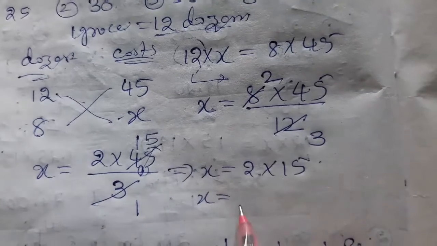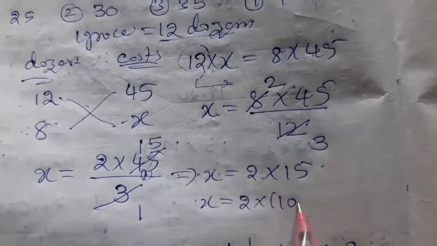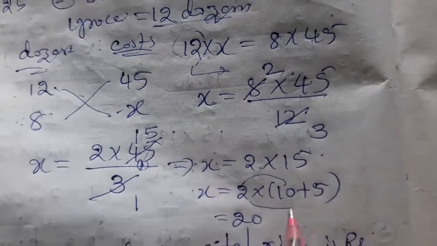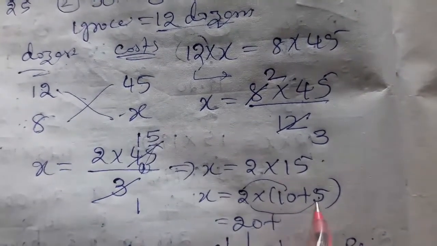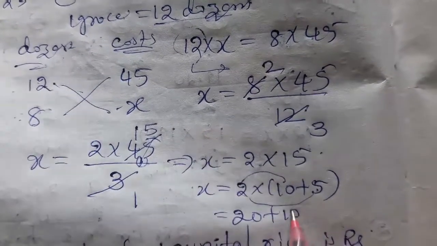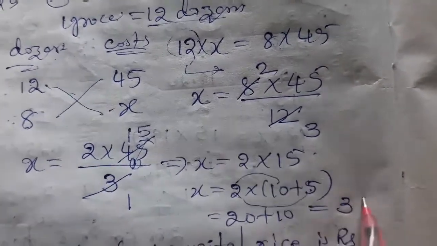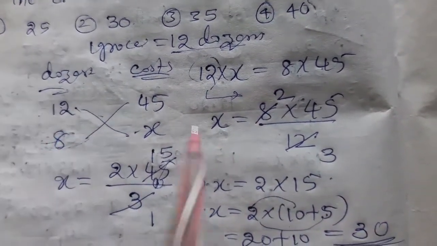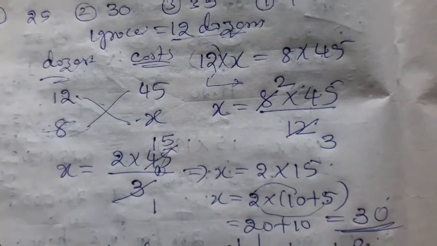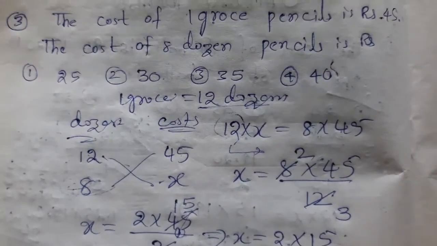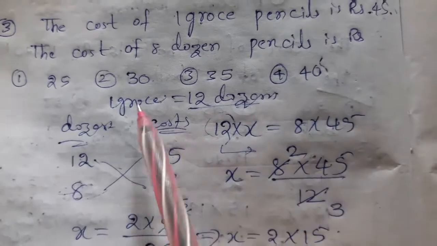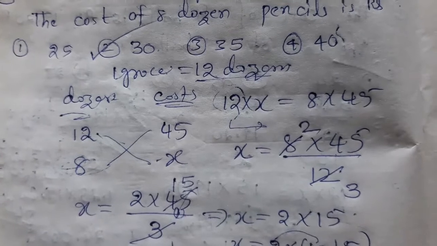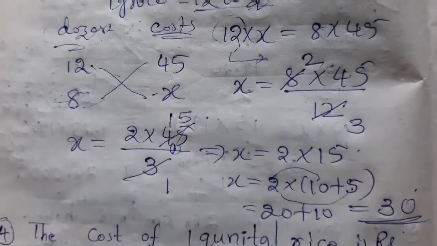Now x equals, this 15 can be written as 2 into 10 plus 5. 2 tens are how much? 20, plus 2 into 5 becomes how much? 2 5s are 10. Add these two, we get 30. Means the cost of 8 dozens is how much? 30, isn't it? That means see whether it is in options or not. Yes, option number 2 is the right answer of the given question. Now move to next question.